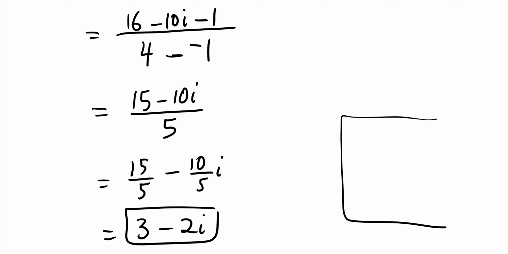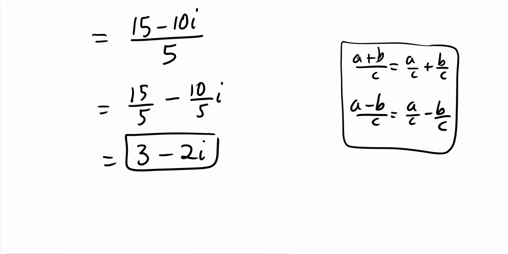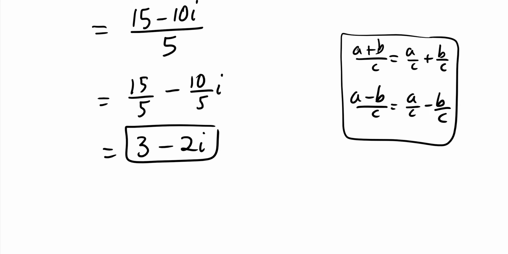So two things here good to know. If you have a plus b over c, you can always split it, a over c plus b over c. If you have a minus b over c, it's a over c minus b over c. So that's how we rationalize or divide. Divide means no i in the denominator. Rewrite it in the standard form.